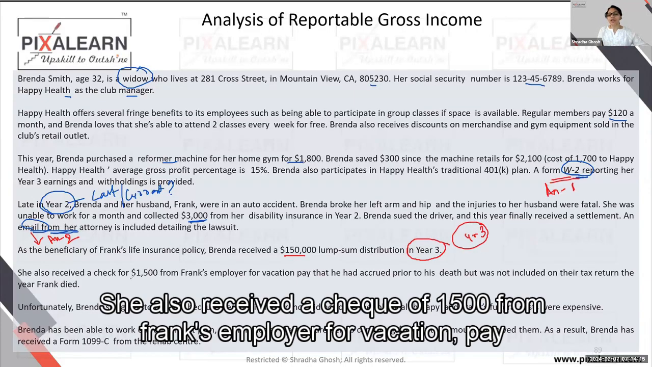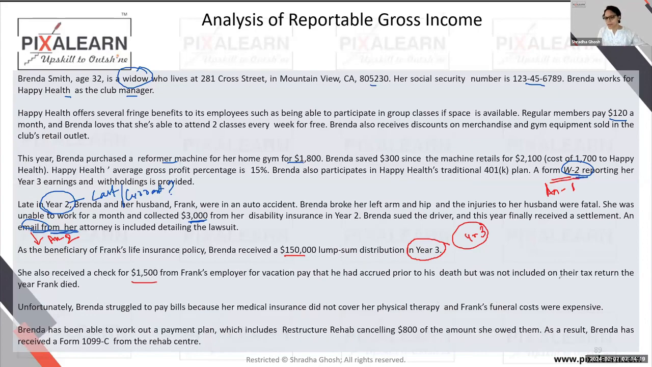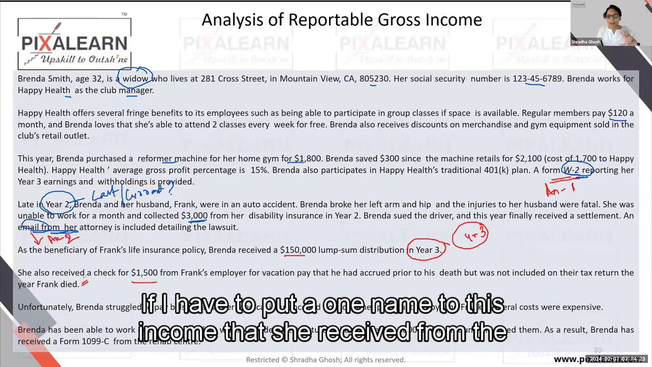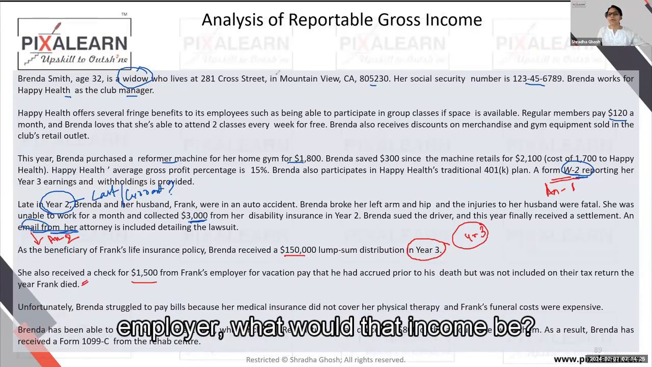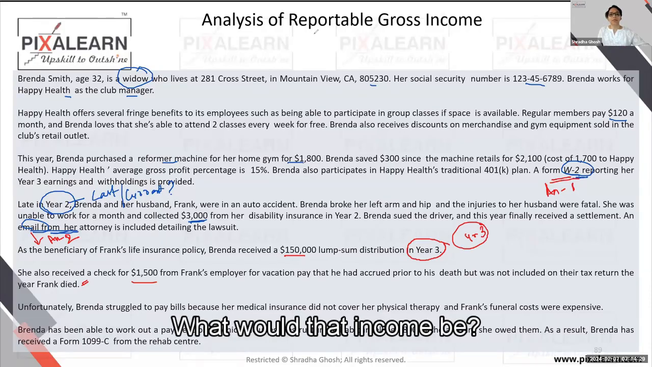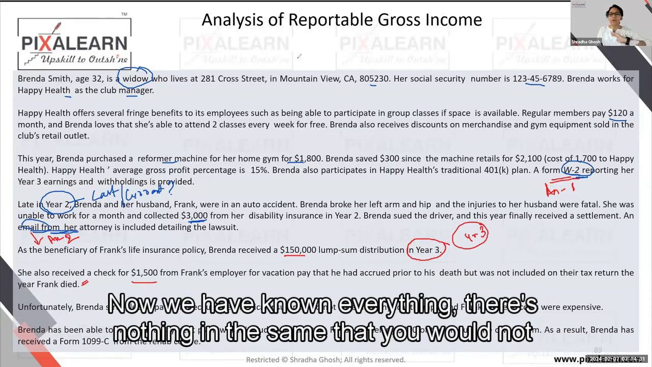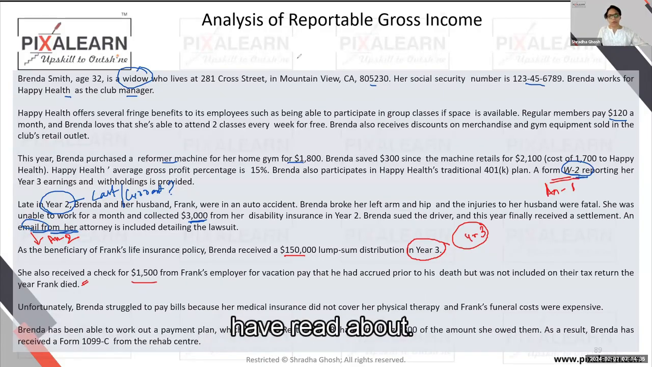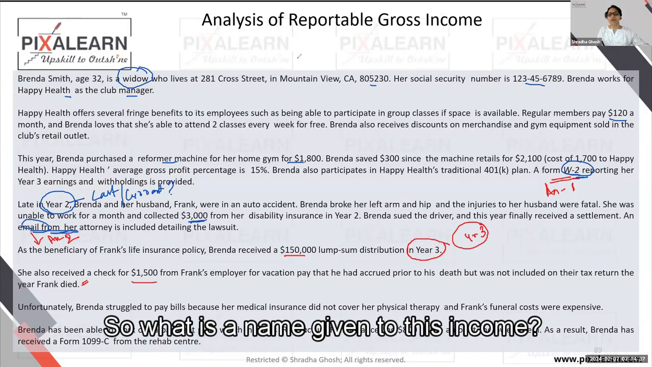She also received a check of 1,500 from Frank's employer for vacation pay. Okay, what is this income, guys? If I have to put one name to this income that she received from the employer, what would that income be? Now we have known everything. There's nothing in this sim that you would not have read about. So what is the name given to this income?